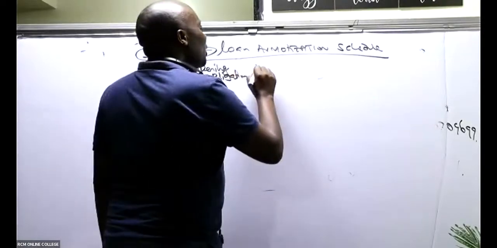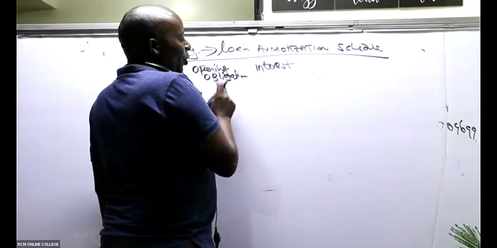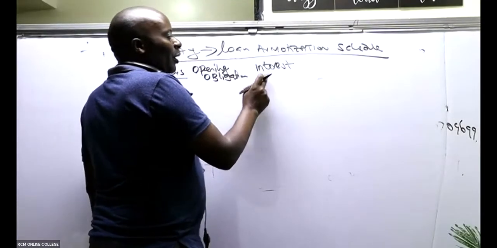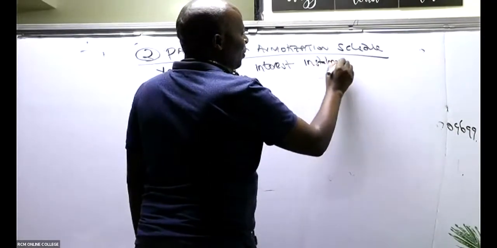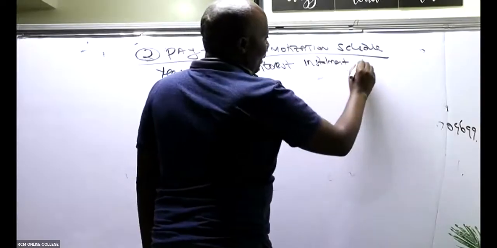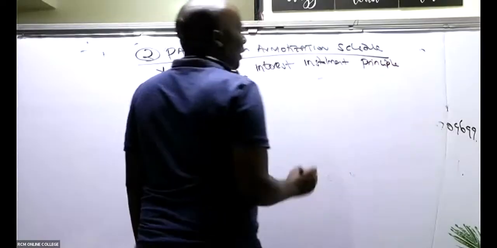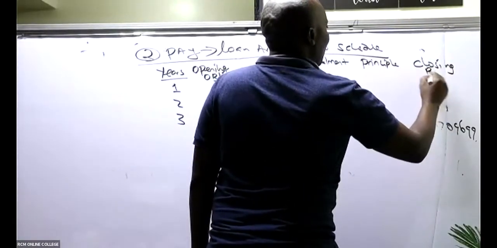This opening obligation will always attract interest. Remember, interest is normally levied on opening obligation. From there, of course, we shall be able to have our installment, and then our principal amount, and lastly, what we call the closing balance.